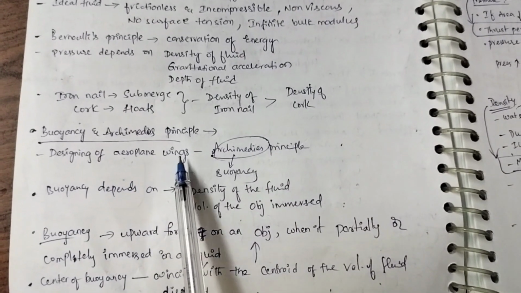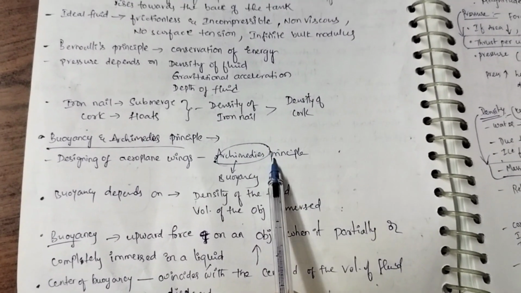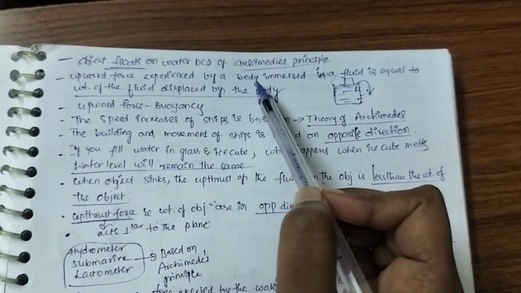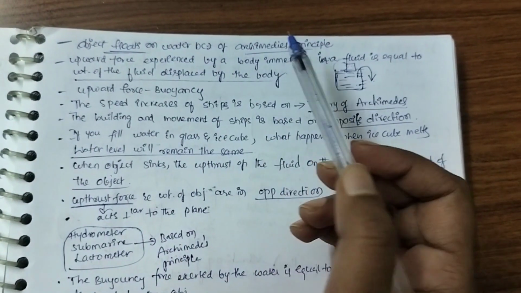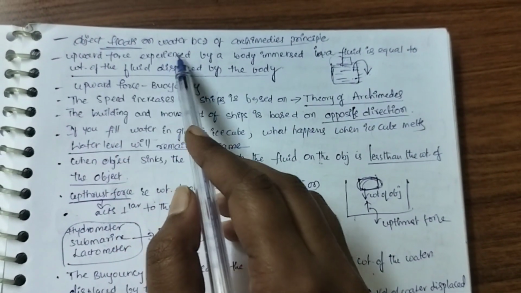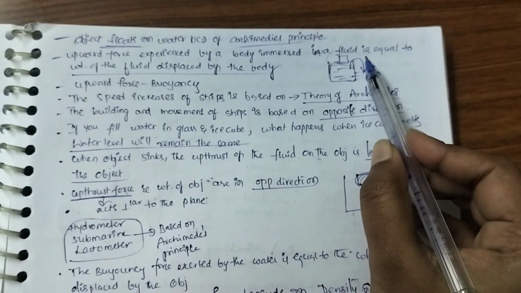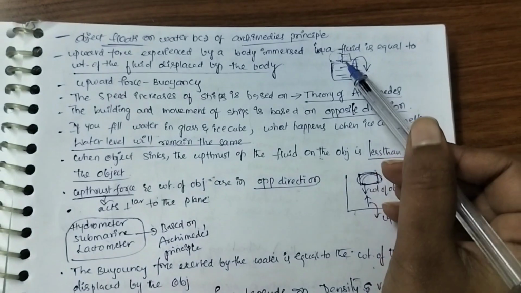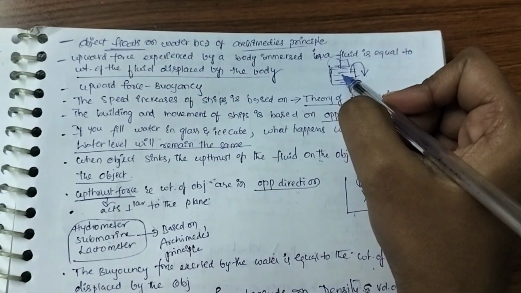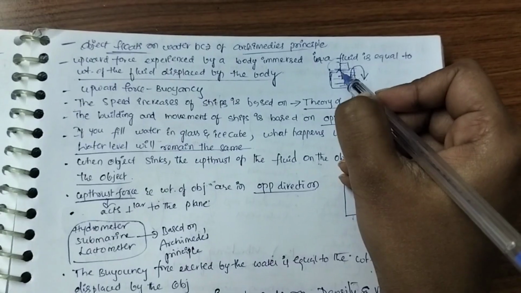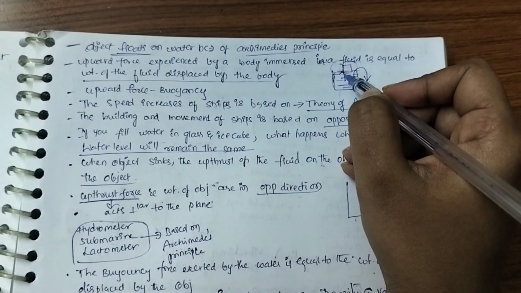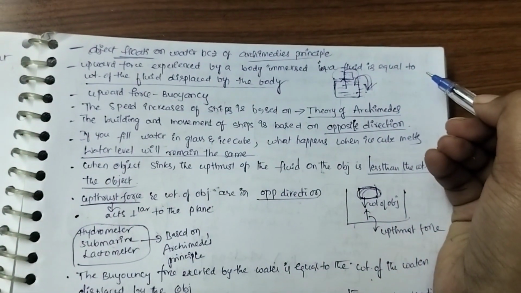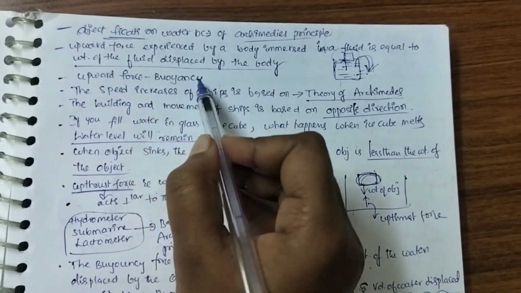The designing of aeroplane wings is done using Archimedes principle, which is buoyancy. These are some of the points which relate to Archimedes principle. An object floats on water because of Archimedes principle. Upward force is experienced by a body. For example, if there is a beaker of water and we place a solid body in it, the force experienced by this body in the upward direction is equal to the weight of the fluid displaced by that body. The upward force is buoyancy.